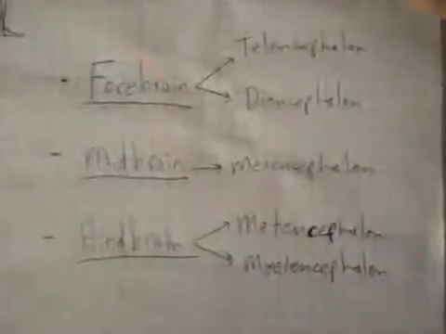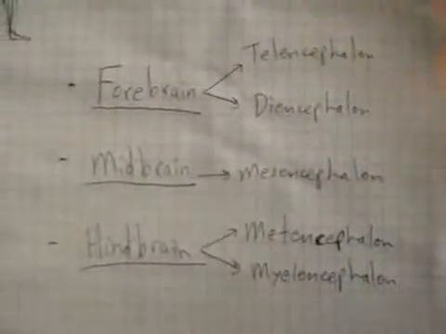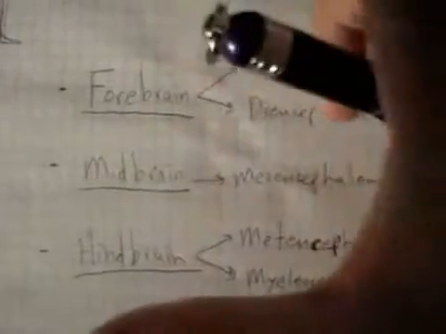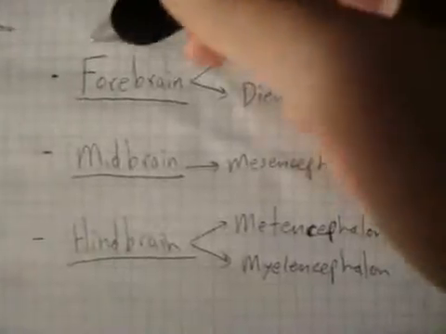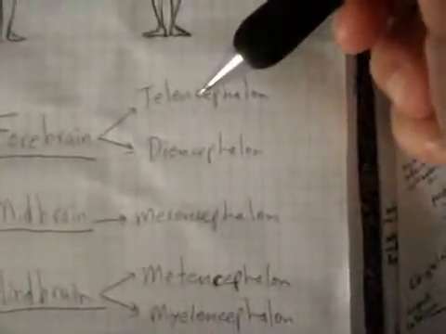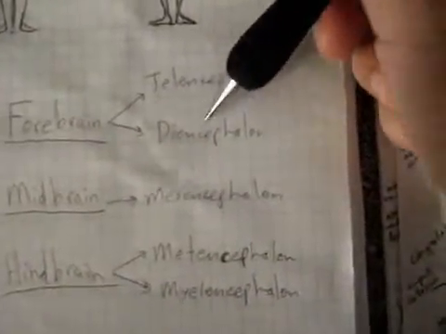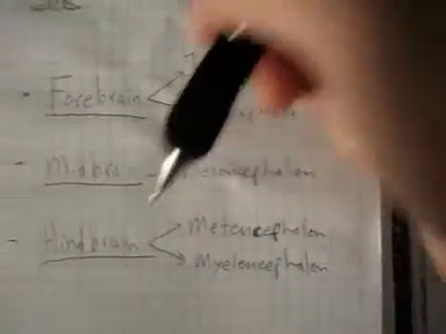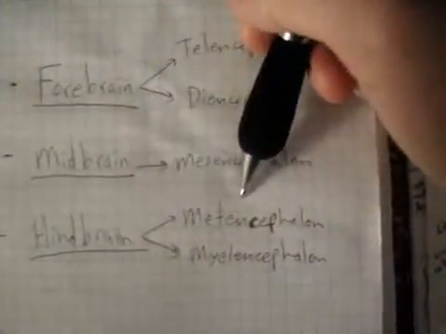So the entire brain, the human brain, consists of three parts, not the lobes. We talked about the lobes, the frontal lobe, parietal lobe, temporal lobe, not that. In terms of the overall structure, it consists of three parts: forebrain, midbrain, and hindbrain. Forebrain consists of something called telencephalon and diencephalon. Midbrain consists of mesencephalon, and hindbrain consists of metencephalon and myelencephalon.